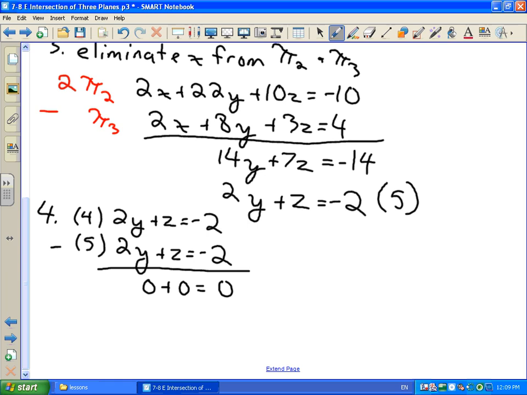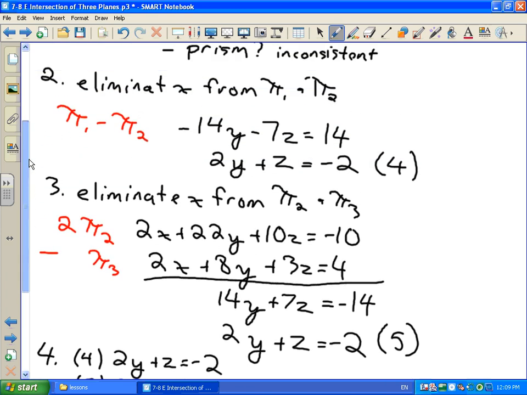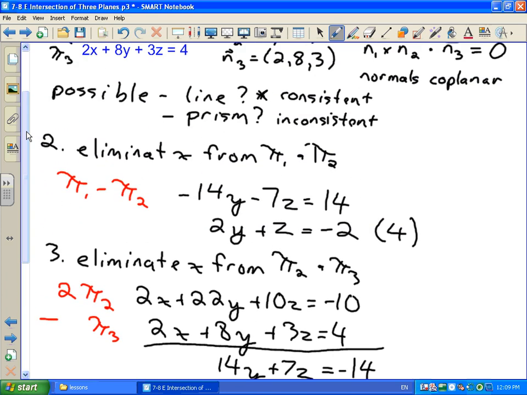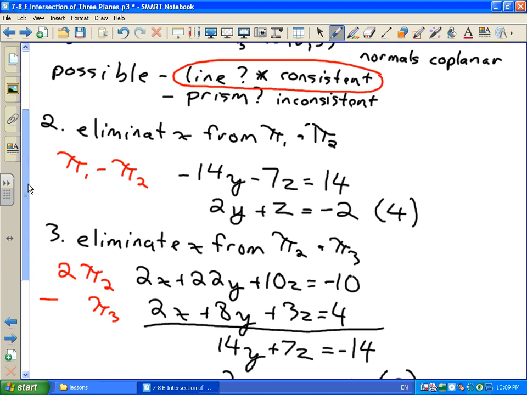So this is always true. This is telling us that we have an infinite number of solutions. So at this point, we know which of these two cases we have. Up at the beginning, we couldn't decide whether these things intersected in a line or intersected forming this little triangular prism. Well, if we have an infinite number of solutions, that means these things have to intersect in a line.